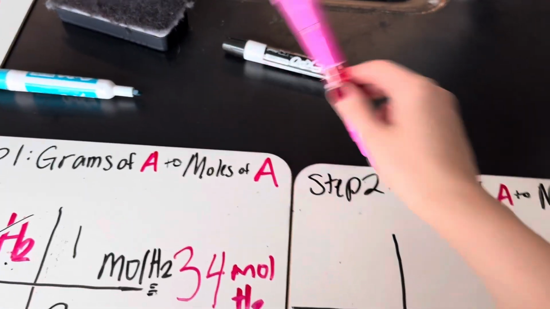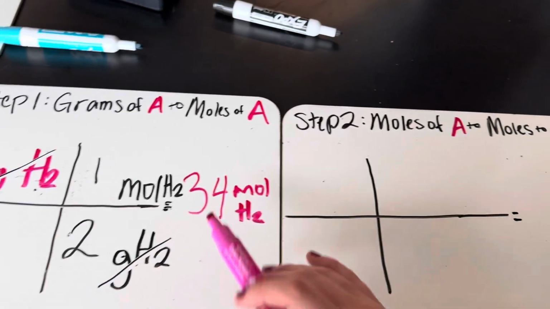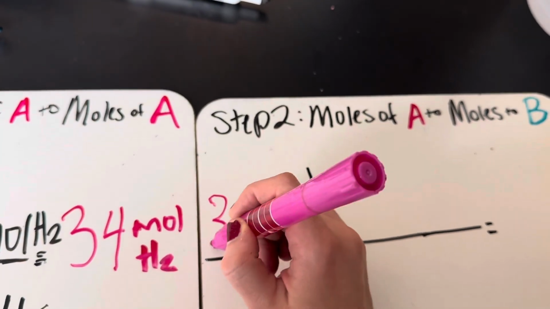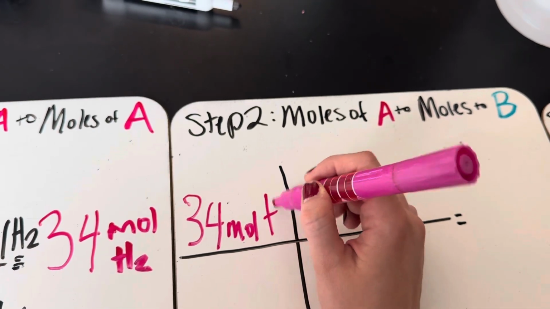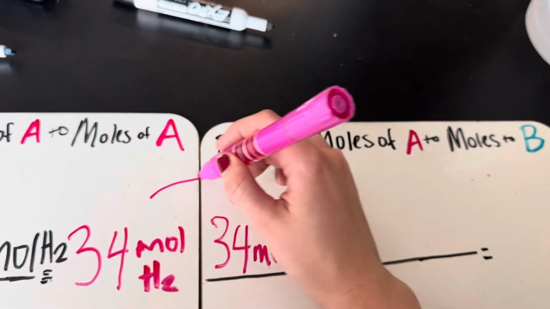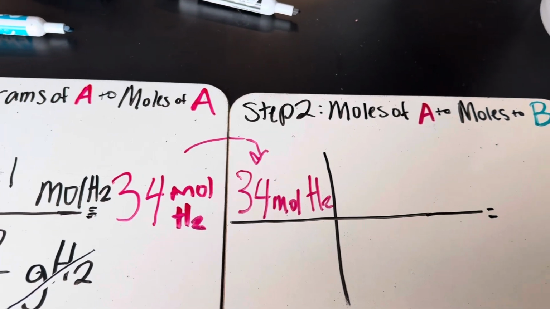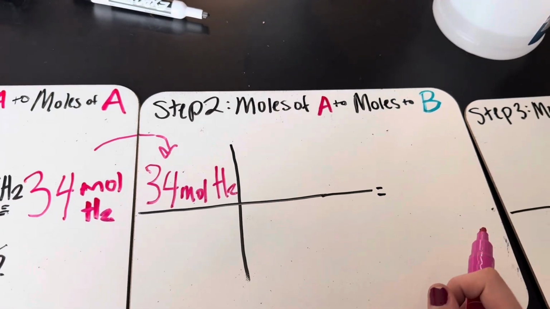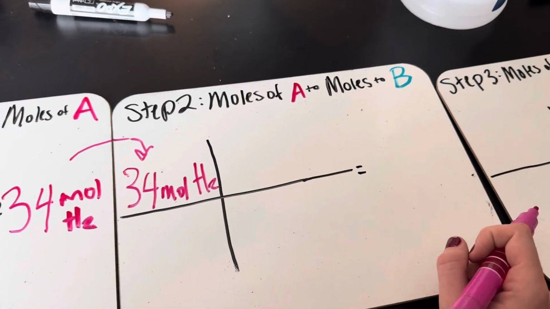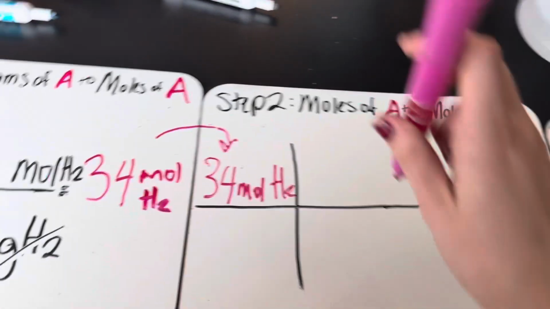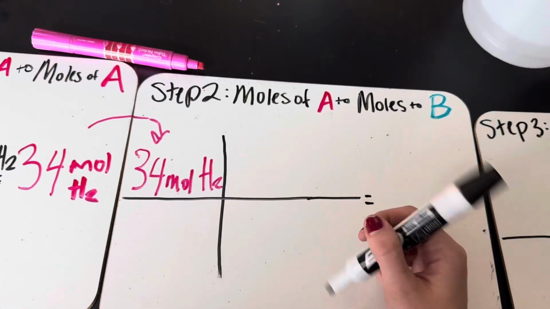I'm still using pink because this is still H2. It's just in a different unit. It's no longer grams, now it's moles. So I'm going to put my given right here, which is what we calculated. 34 mole H2. So whatever you calculate here, that's your new given. This is a mole to mole conversion. So if you forgot how to do a mole to mole conversion, look at your graphic organizer, watch my video on mole to mole conversions. But we know from that if this is mole H2, diagonal has to be mole H2.